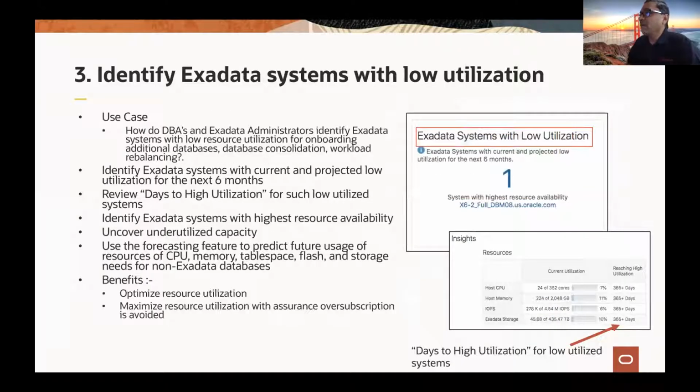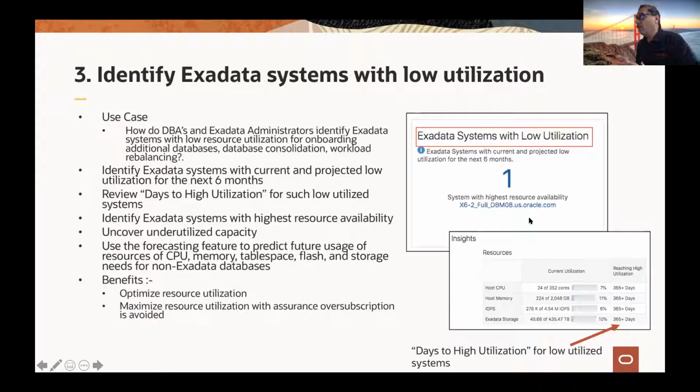Third tip is identify Exadata systems with low utilization. Two use cases. One, if you're using something very lightly, then you should be optimizing that resource utilization, which can be done by onboarding new systems. And second, if you know which systems are lowly utilized, that means you should not buy more. So uncovering any underutilized capacity helps you. Again, that should be based on some kind of machine learning or statistical forecast, and that's exactly what we do.